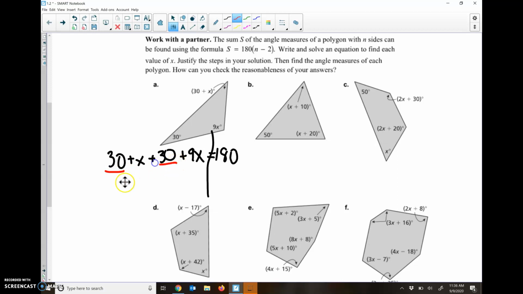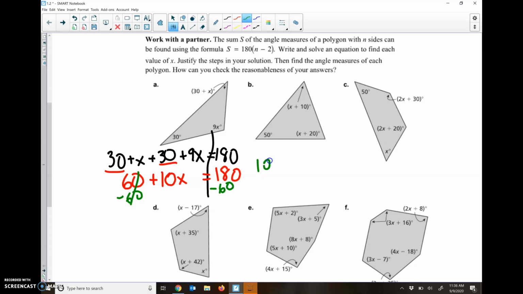So I have a 30 and a 30. That makes 60. And I have an x and a 9x. And if I combine those together, I get 10x. So simplified it a little bit. So now I get 60 plus 10x equals 180. And now we have to get our like terms together. So I have a 60, so it's a plus 60. So I'm going to subtract 60 from each side.